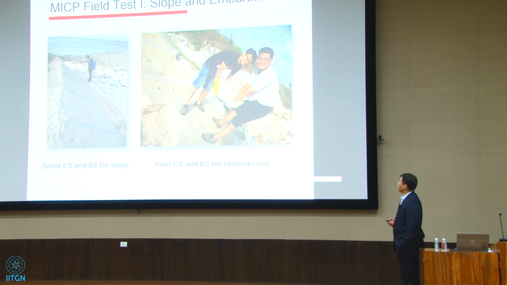Here is the fourth field test. It can be used for slope, it can be used for embankment, and it can also be used for the road. The first test we did was for the slope. We first spray the binder solution on the slope surface and make sure that the bacteria are sprayed uniformly on the surface. Then we spray the cementation solution, and make sure that the solution can last a long time. This is an effective way.